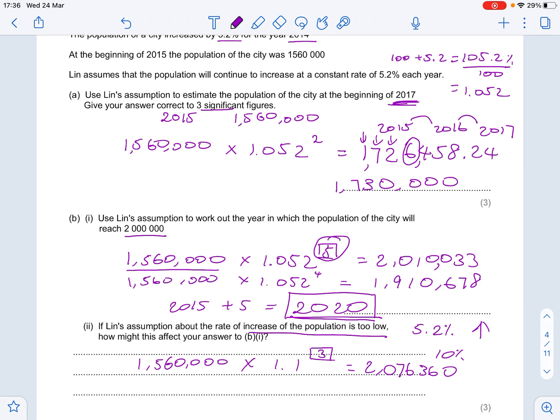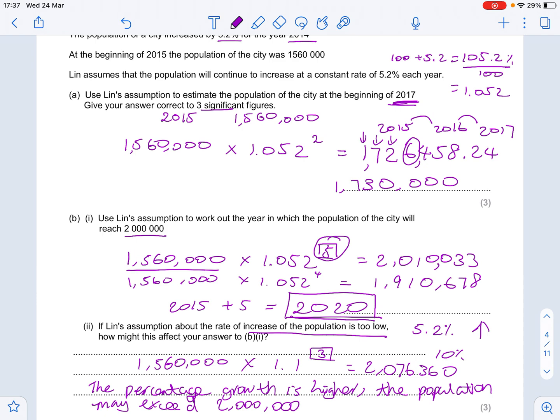Therefore, your conclusion should be that when the percentage growth is higher, the population may exceed 2 million earlier, because after 3 years, that would be 2018. So it will reach 2 million earlier.